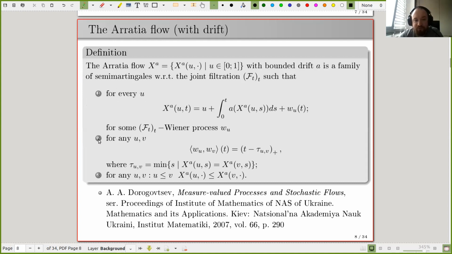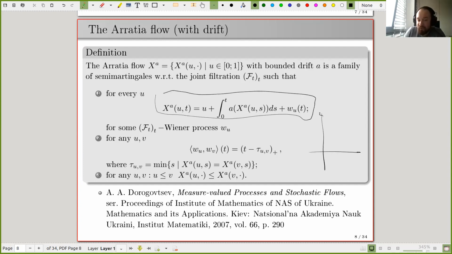Here, the Arratia flow with drift is a system of semimartingales satisfying these stochastic differential equations that start at time 0 from the real line and again are independent until a collision happens, and then they merge together. This notion was introduced by Dorogovtsev in the measure-valued process of stochastic flows.